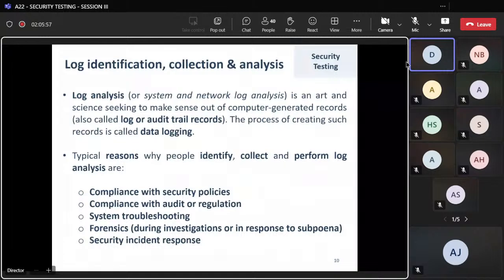There are many reasons why they perform the analysis, why people are identifying, collecting, and performing the log analysis. First, they will confirm whether the system is functioning as per the requirements of the various security policies as well as the compliance requirements. And the second reason is compliance with audit or with other regulatory requirements.